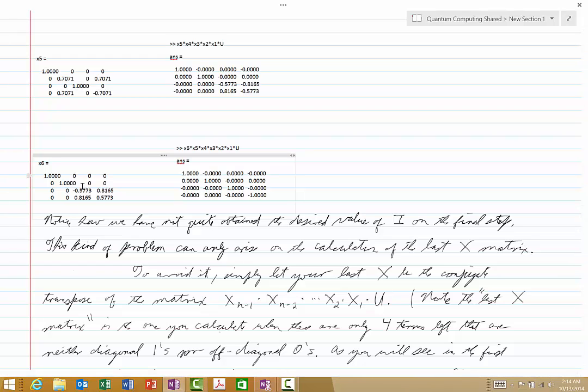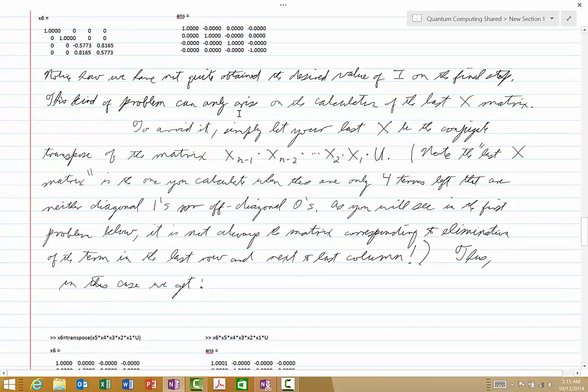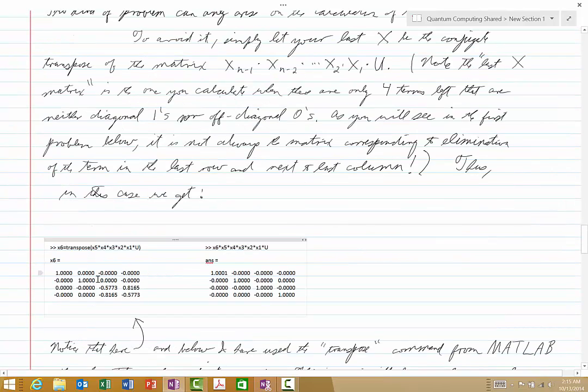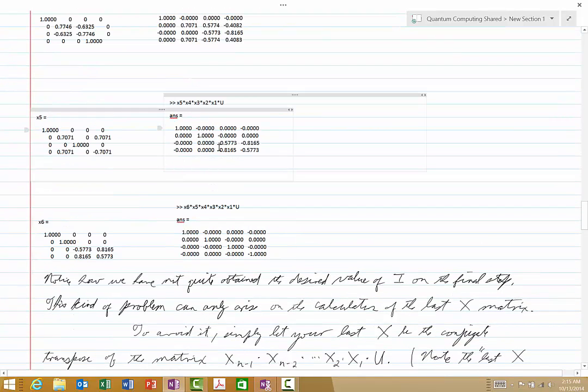Just always go with the rule that your final X, the final X that you need, when you only have 4 terms left that are neither 0 nor 1, neither off-diagonal zeros or diagonal 1s, when you only have 4 such terms left, then your last matrix will simply be the conjugate transpose of this matrix you've obtained up to that point. And so that is what we use here for X6. You can verify that that's the conjugate transpose of this matrix.